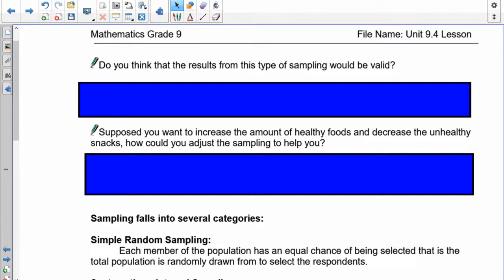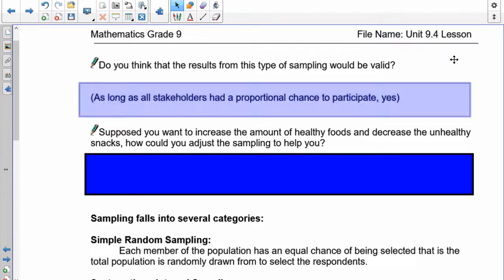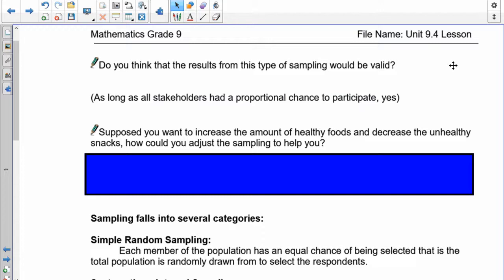So do you think that the results from this type of sampling would be valid? Asking every third, fourth, or fifth person. Well, here's the thing about when you do a sample. As long as all the stakeholders had a proportional chance to participate, then your answer would be yes. If there were only grade 10s and half the grade 11s in the first lunch hour, and that's when you did your survey, the other half of grade 11s and the grade 12s wouldn't get a chance to answer. So therefore, sampling in the first lunch hour wouldn't work. So you have to sample through both lunch hours.